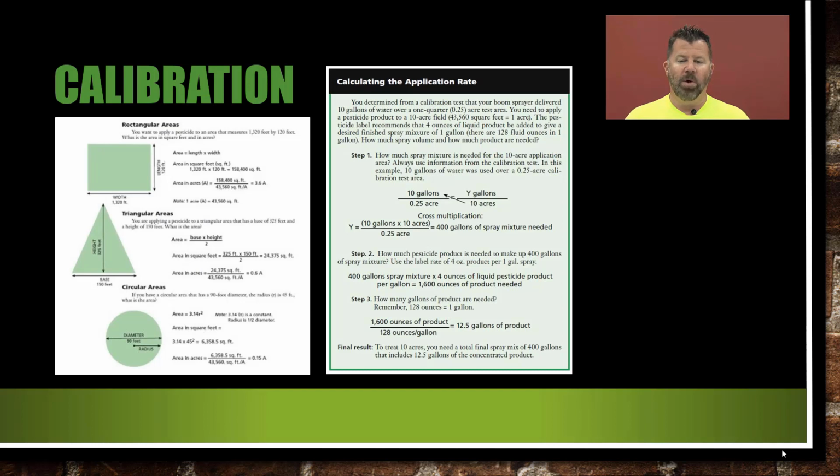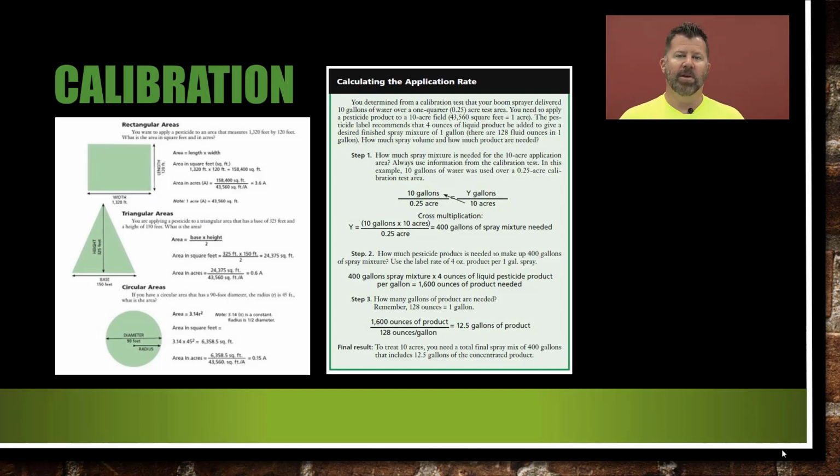Step 2, how much pesticide product is needed to make up 400 gallons of spray mixture? Use the label rate of 4 ounces of product per gallon of spray. 400 gallons of spray mixture times 4 ounces of liquid pesticide product per gallon equals 1,600 ounces of product needed. So in step 3, how many gallons do we need? 1,600 ounces of product divided by 128 ounces per gallon equals 12.5 gallons of product. Now, typically most of our pesticides that we purchase are in a 2.5 gallon jug. So we would need 5 2.5-gallon jugs of product to dump into this tank mixture.